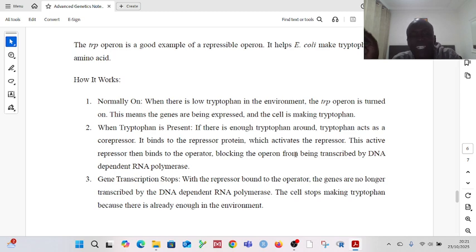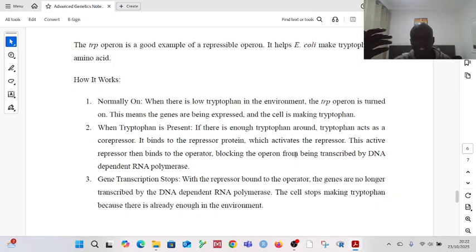The repressor protein is a product of the regulatory gene. So once tryptophan binds to the repressor protein, it then goes and binds to the operator. The repressor operator formation is what now blocks the operon from being transcribed by the RNA polymerase. Once the RNA polymerase cannot transcribe the genes, transcription has been stopped. Once there is no transcription, there can be no translation, because translation works on the product of transcription.